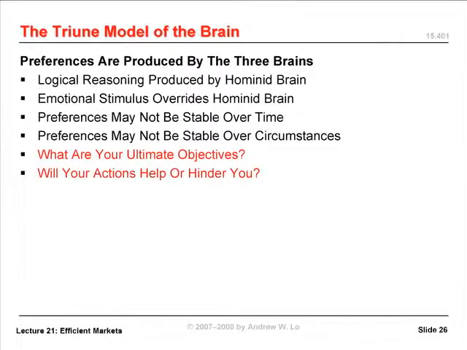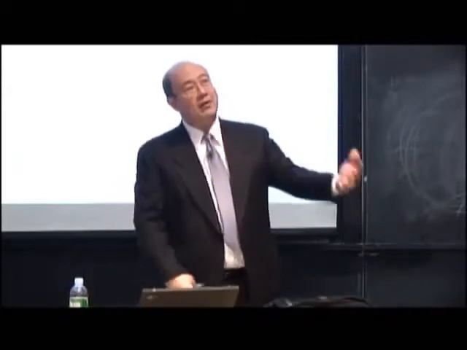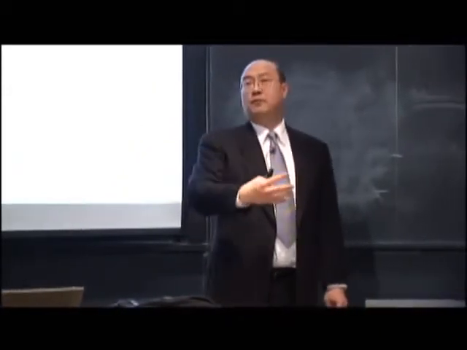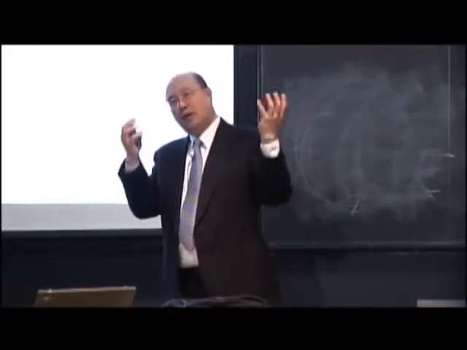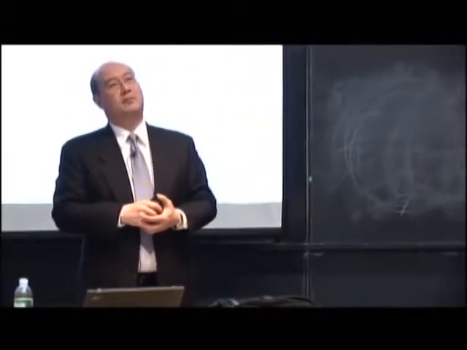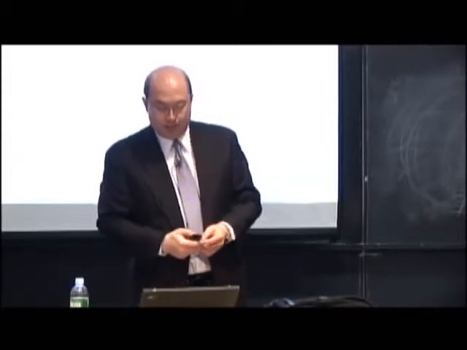Our preferences are the sum total of these interactions. Therefore, they are not stable over time, nor are they stable over circumstances, right? You are not the same person that you were 10 years ago. And many of you who are going to be facing losses of one kind or another, you lose a parent, you lose a spouse or a child, you will not be the same person after that event as before. It will change you because it will change the balance between your hominid brain and your mammalian brain. And unless you bring those back into balance, you're going to be making decisions differently.